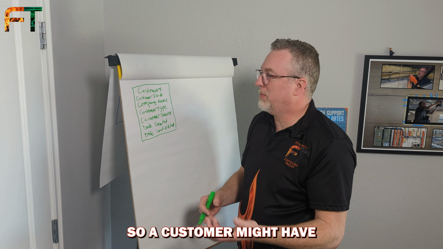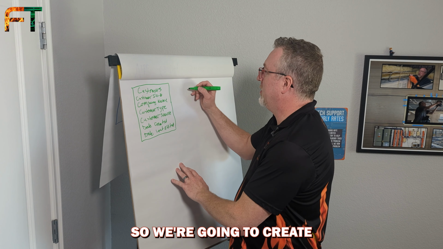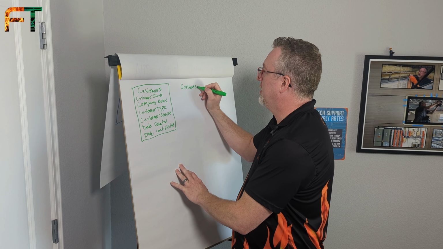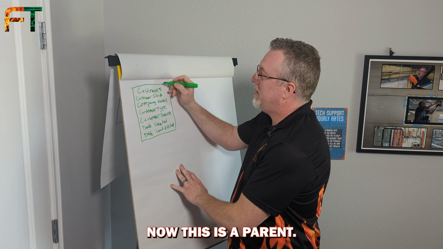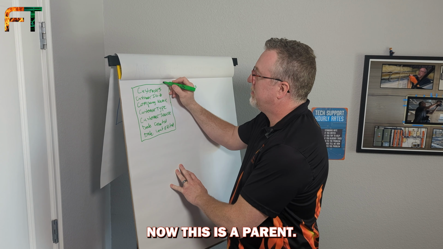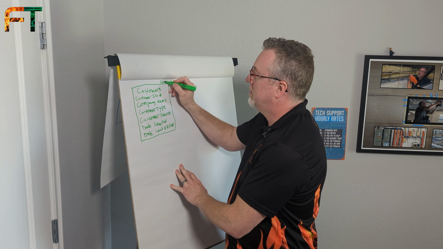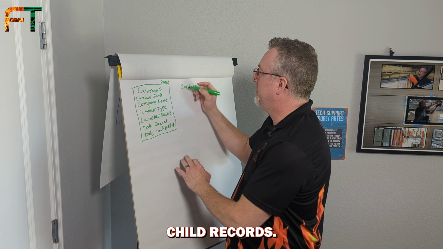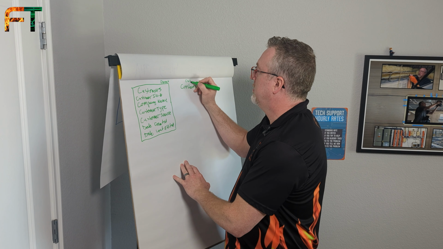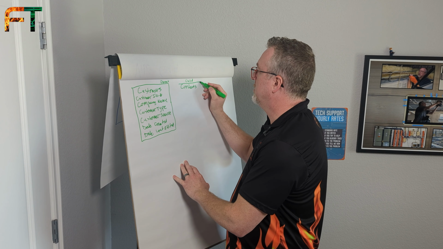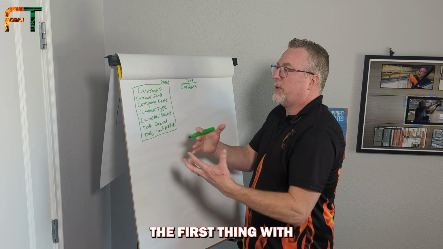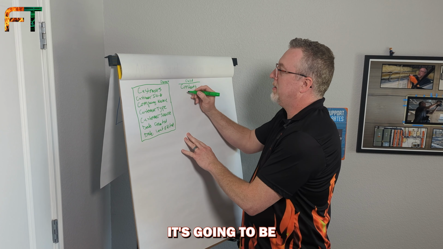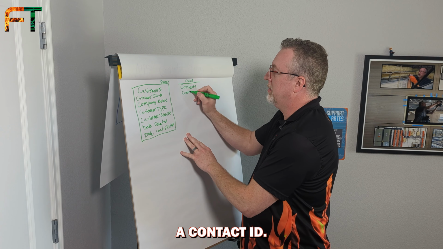So a customer might have multiple contacts. So we're going to create a contacts table. Now this is a parent, and all the other records are going to be child records. So in your contacts table, the first thing with every record is going to be an ID number. So in this case, it's going to be a contact ID.